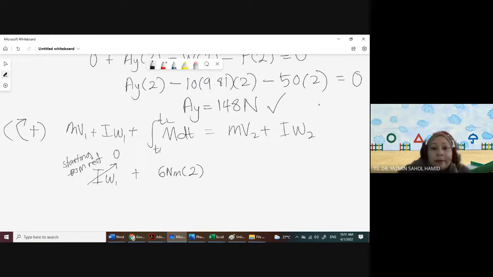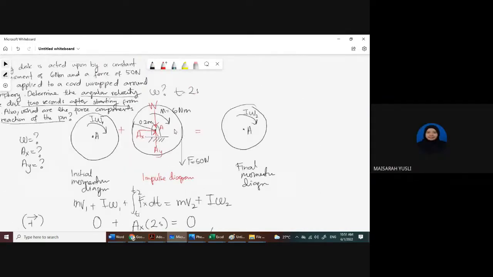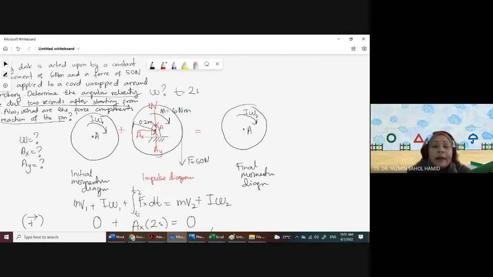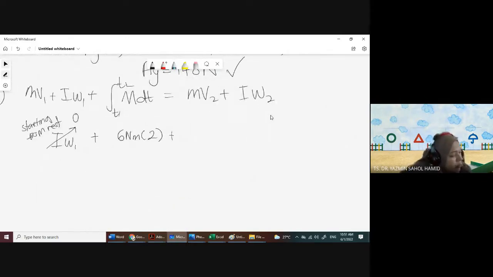What else you have? Apa lagi ada? Belum. Apa lagi ada? Dalam diagram ni, free body diagram. So you ada force F. Okay, you ada force F. Okay, force F ni positif ke negatif? Dia mesti multiply by the distance kan?